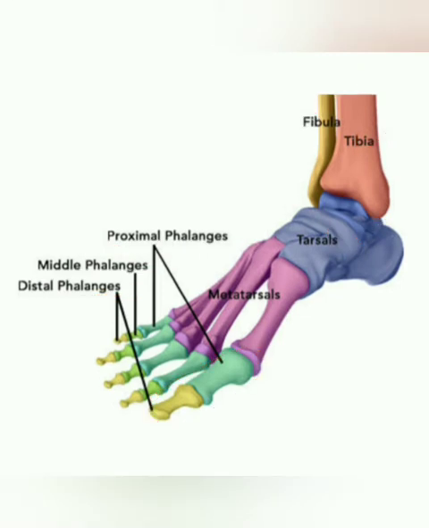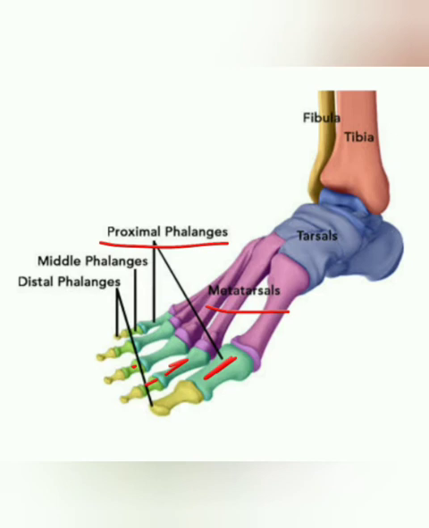And see, this proximal phalanges, which is green in color, shown here, is articulate with this metatarsal. And the middle phalanges are the small phalanges in the middle of the toe. That is this green one in the middle. And this distal phalanges are the toe bones that is farthest away from the body. So there are 14 phalanges in foot.